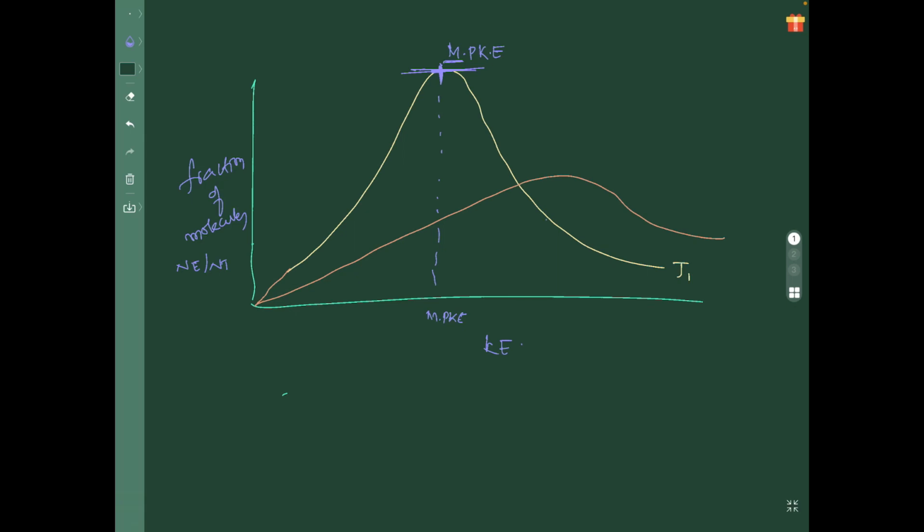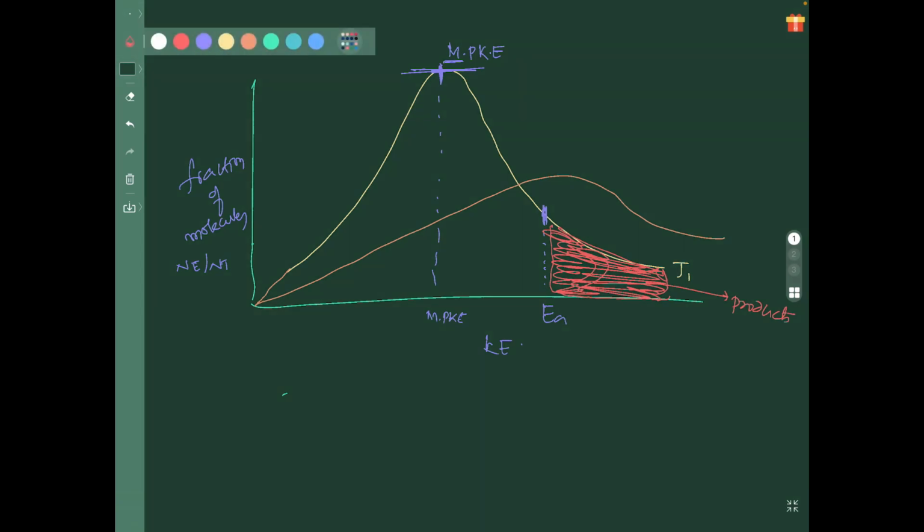Let's say this is the activation energy. That means the molecules must possess this much energy. So after this, how many molecules are there, you see? Now this is the part that we are showing here with red color. This is the fraction of molecules which can be converted into products. These will be converted into products.